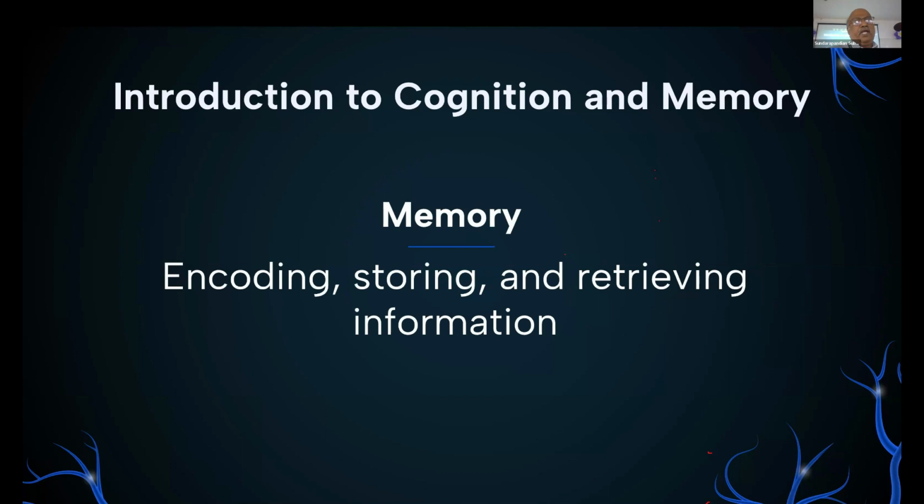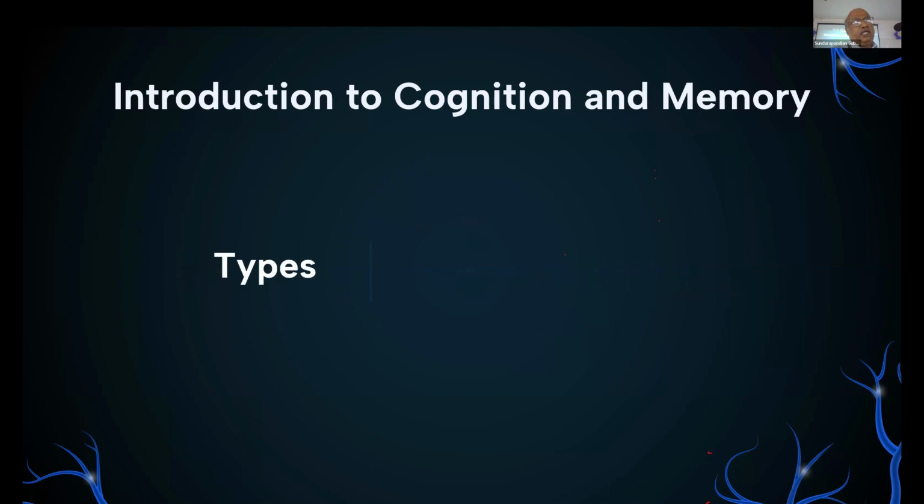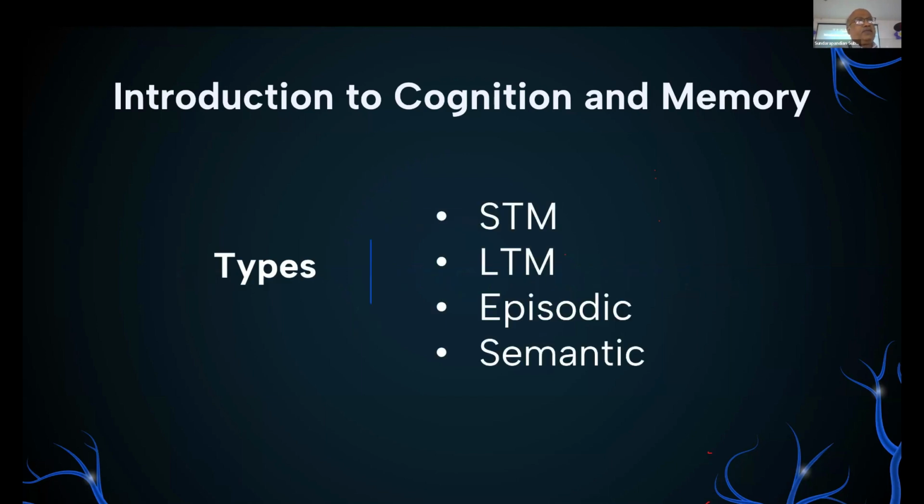Next, memory. Of course, it is encoding of memory, storing, and retrieving the information. Briefly, I will tell what parts of the brain are involved in that. Already we studied the types of memory: short-term memory, long-term memory, then episodic memory, your autobiographical memory. Next, semantic memory, which is your factual memory.